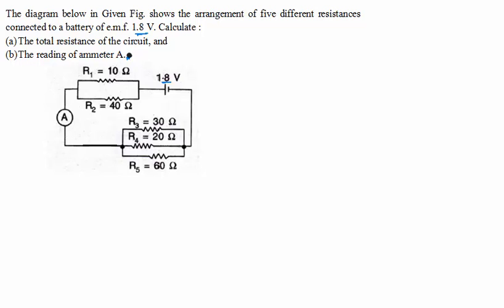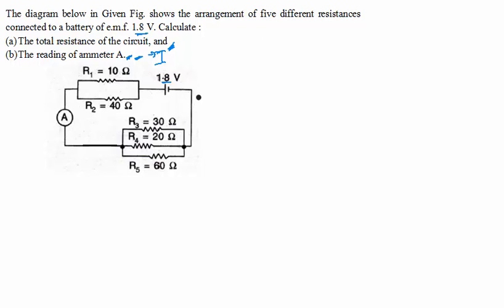So we need to find out current I and also total resistance. How will we find out the ammeter reading? Ammeter reading is nothing but current, right? How will we know current? By finding the V by R ratio. We know voltage but we don't know net resistance. So we need to calculate the total resistance first and then go to current.